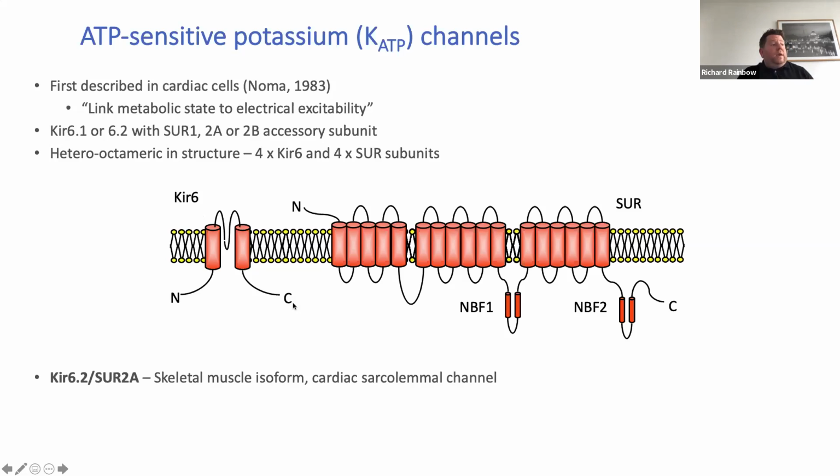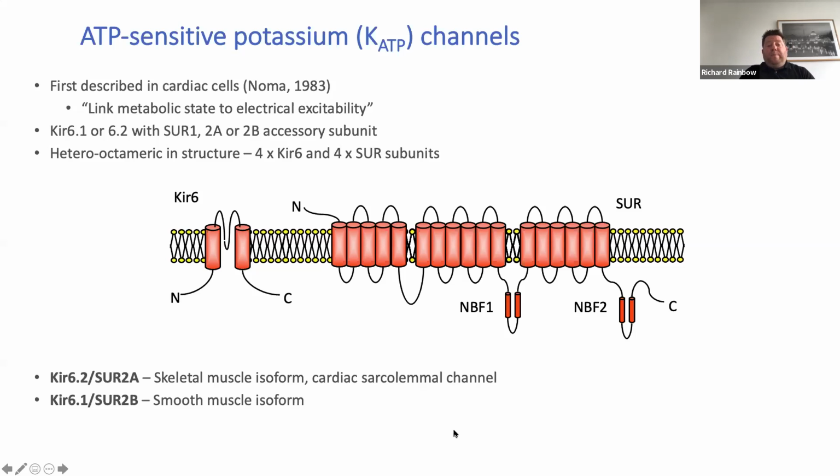So the KIR6.2 SUR2A combination is going to be particularly important in this talk because that is the known cardiac sarcolemmal channel. So it's the one that sits on the cell surface. It's also believed to be one of the most abundantly expressed channels in the heart, but that's a little bit odd in many respects because this channel should be blocked by around 25 micromolar of ATP, which in the cell should be up to about 4 millimolar. So this channel should never really be open unless you've got absolutely catastrophic ATP depletion.